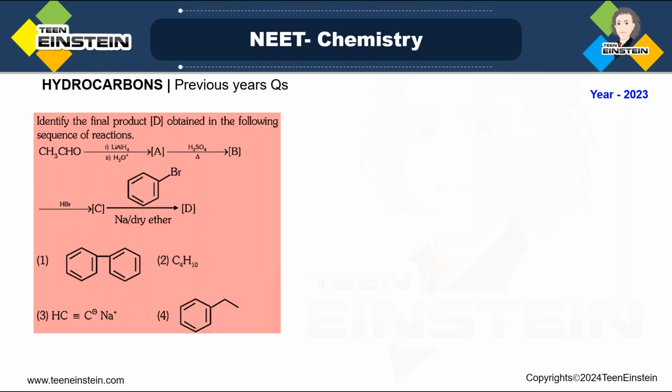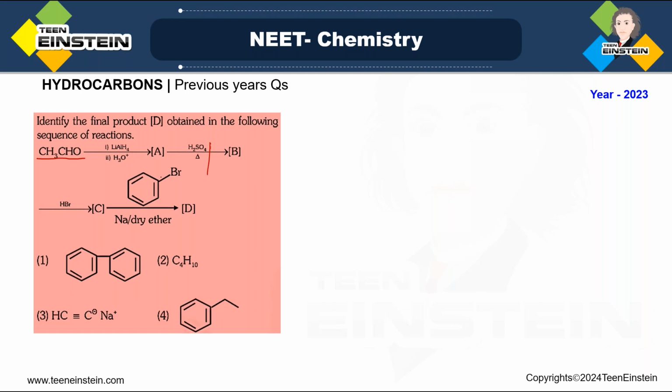Next question is: identify the final product D obtained in the following sequence of reactions. The first starting material given is acetaldehyde. You are treating it with lithium aluminium hydride under acidic condition. We are getting A. The second reagent is H2SO4 with heat. We are getting B. Then with HBr we are getting C.